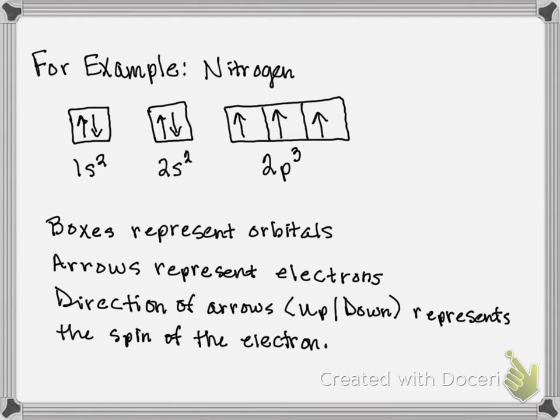Notice I did not put 2 arrows in one box because there are only 3 orbitals in a p sublevel. Therefore, each of those 3 electrons get their own orbital until that 4th electron would come into play. In orbital diagrams, the boxes represent the orbitals and the arrows represent the electrons. The direction of the arrows, whether they go up or down, represent the spin of the electron.